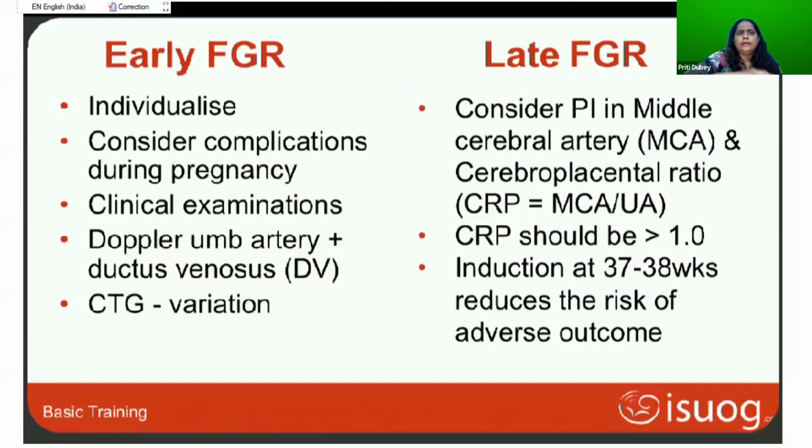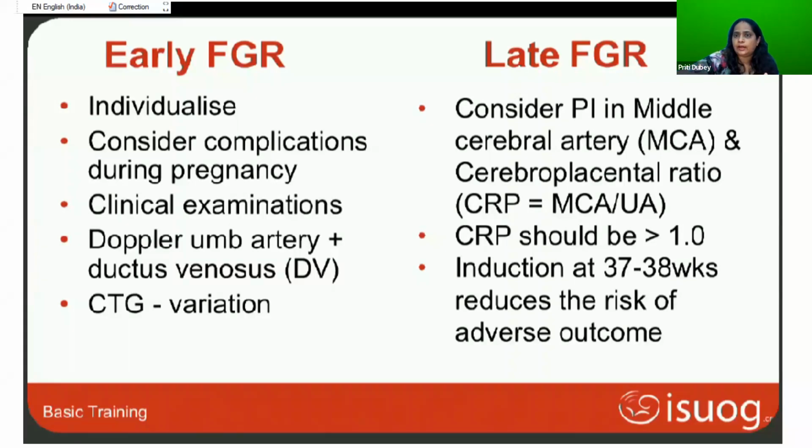So in early FGR fetuses, you need to individualize, and differentiate it from SGA. Every second week you need to monitor those fetuses, consider complications during pregnancy, and clinical examination is always necessary. Doppler of the umbilical artery plus ductus venosus is very important.